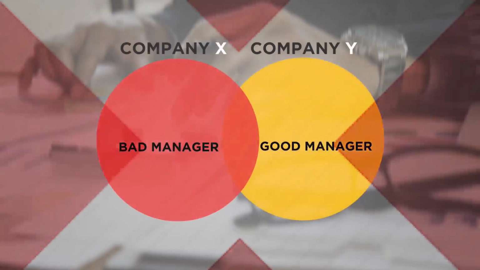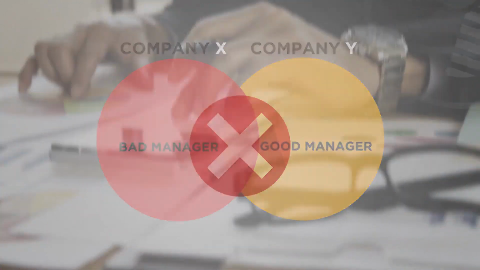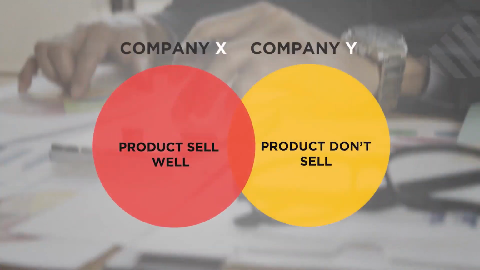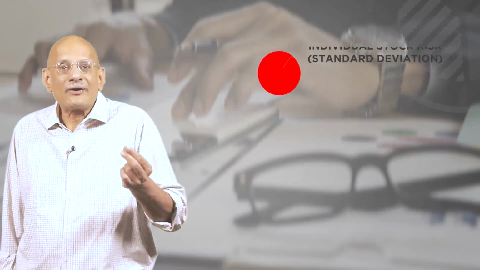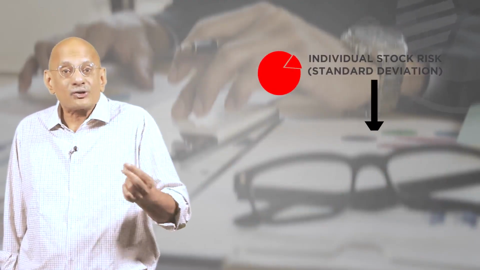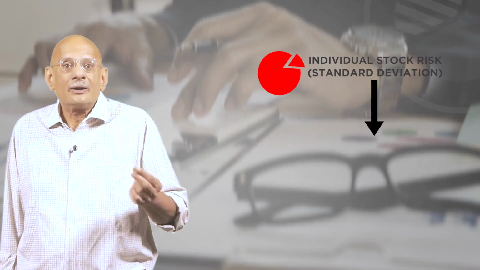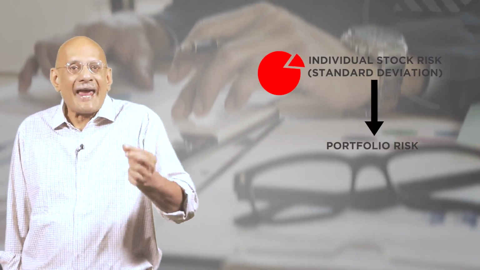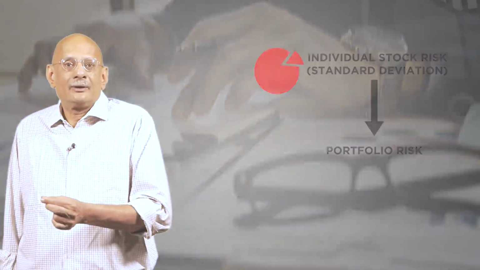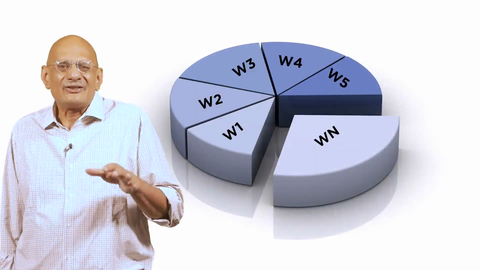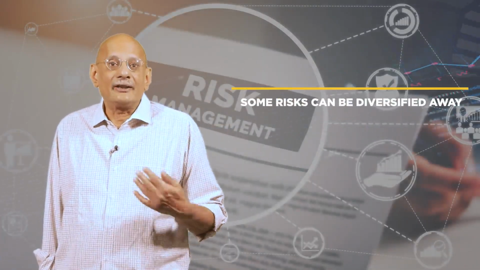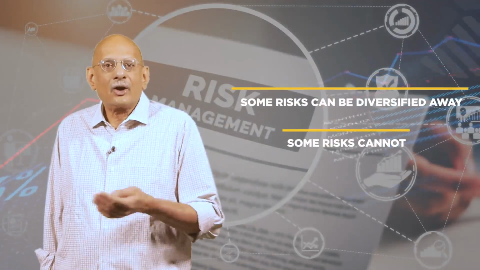One company has good managers, another has bad ones. One company has products that sell well, another has products that bomb. What matters now is not the total risk, but what portion of that individual firm's risk, that portion of that individual standard deviation, does the ownership of each equity add to your portfolio of equities? There is a lot of argument and debate and theory supporting this, but I think you get a general sense of it. Said differently, some risks can be diversified away and other risks cannot.